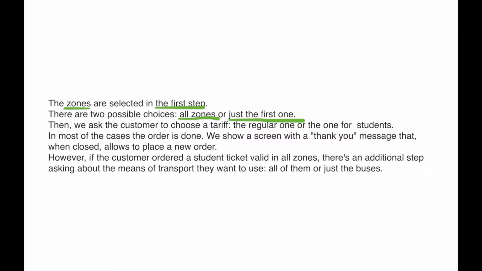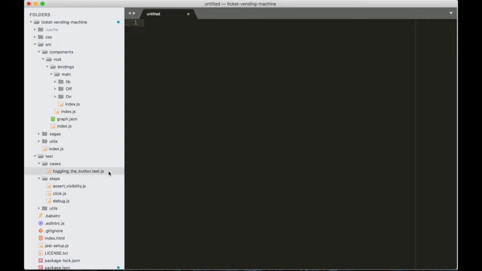So, the zones are selected in the first step. There are two possible choices: all zones or just the first one. So it means that there is a screen to select the zones and that there are two possible options. Cool, let's write a test for that. We won't need the example test.